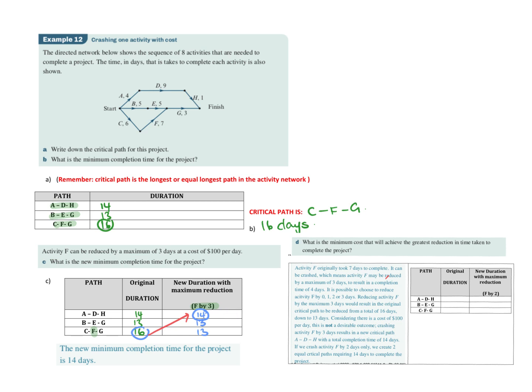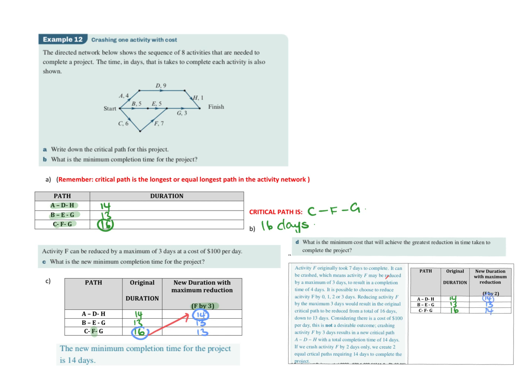So what they did over here, they had their original completion times, 14, 13, and 16. And then they just showed you if you reduced F by 2, these ones would stay the same. And this one would be 14. So then that's all you need to do.